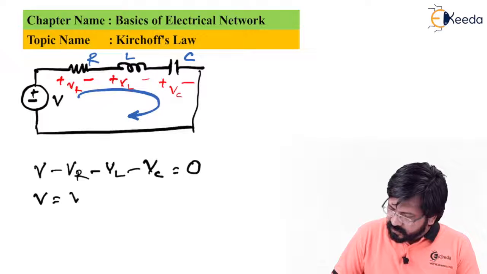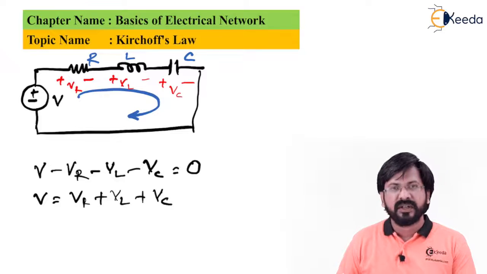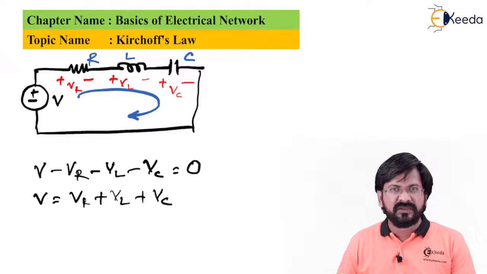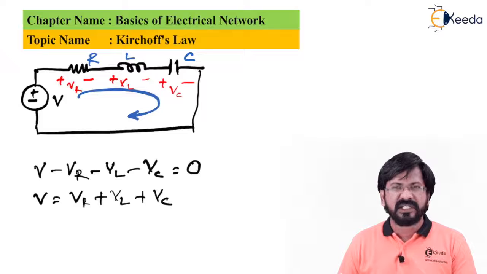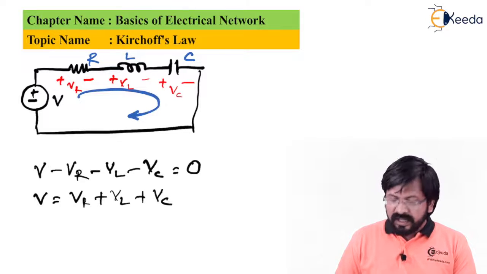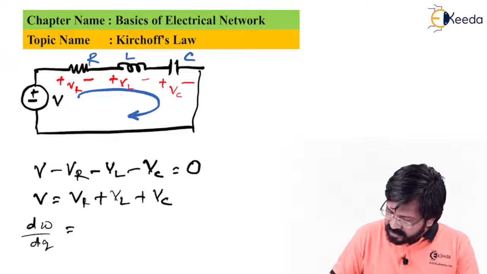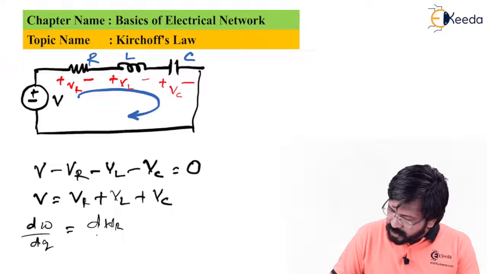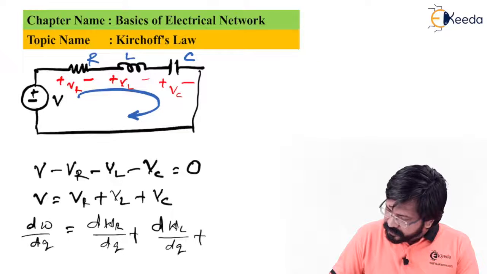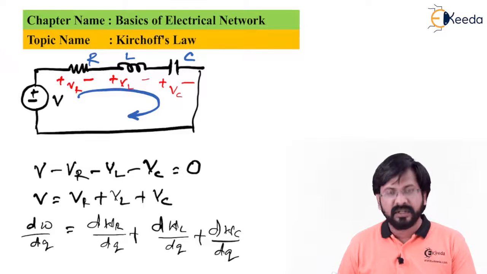Or I can say V is equal to VR plus VL plus VC. Voltage is also called a potential difference, and we define voltage as work done per charge. So I can replace this V by dW by dQ, that is work done per charge, which is equal to dWR by dQ plus dWL by dQ plus dWC by dQ.